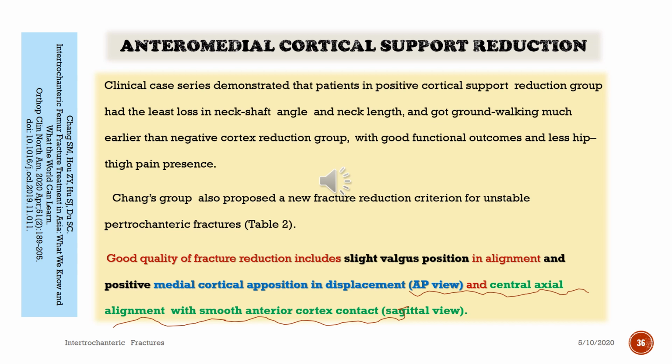Clinical case series demonstrated that patients in the positive cortical support reduction group had the least loss of neck-shaft angle and neck length, and got walking much earlier than the negative cortical reduction group, with good functional outcomes and less hip and thigh pain. Chang's group also proposed a new fracture reduction criterion for unstable paratrochanteric fractures. Examine the table too. Good quality of fracture reduction includes slight valgus position in alignment and a positive medial cortical apposition in displacement on the AP view, and central axial alignment with smooth anterior cortex contact on the sagittal view.